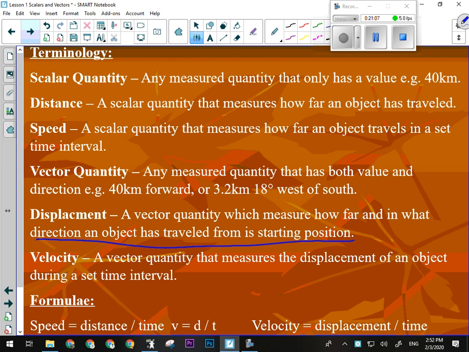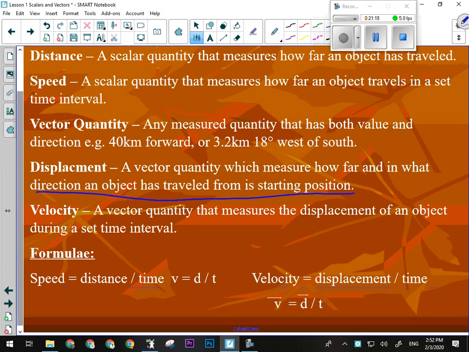That was not necessary for distance; it was just how far the object went. Here it's how far, and in what direction from the starting position. Velocity is a vector quantity that measures the displacement of an object during a set time interval. So it has the same units as speed, meters per second or kilometers per hour, but tacked onto that will be whatever direction the object is going.